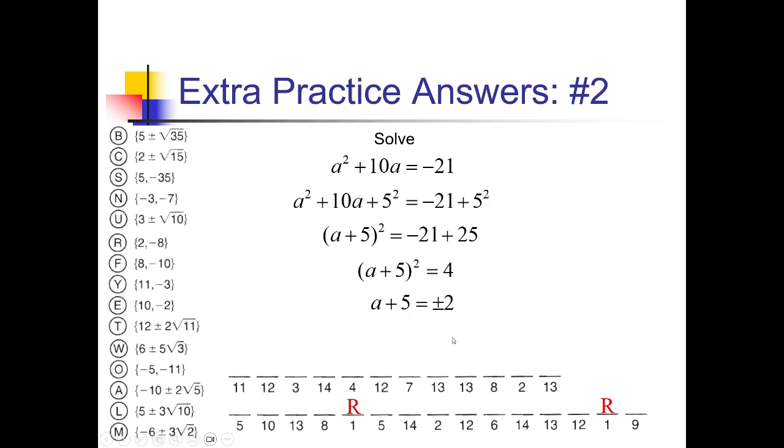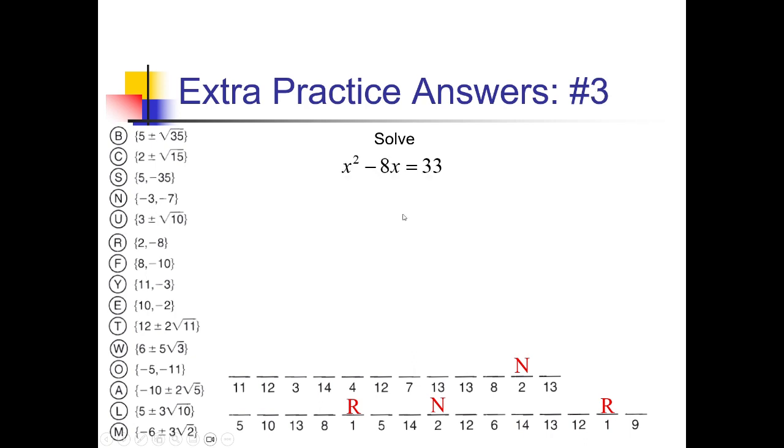Square rooting both sides, I have a plus 5 equals plus or minus 2, the square root of 4. Subtracting the 5 over there, let me go ahead and simplify a. It should say a equals. Same difference, though. So we got negative 5 plus 2, which is negative 3, and negative 5 minus 2, giving us negative 7. So negative 3, negative 7, that's N right here. So wherever I see the number 2, because it was problem 2, I'm going to put an N, so right there. And also, I do see another one over there.